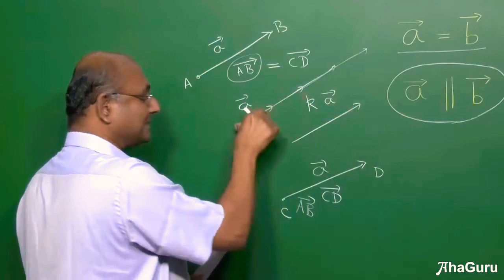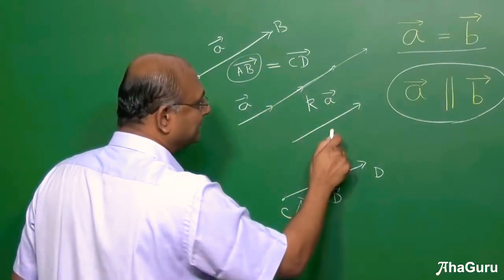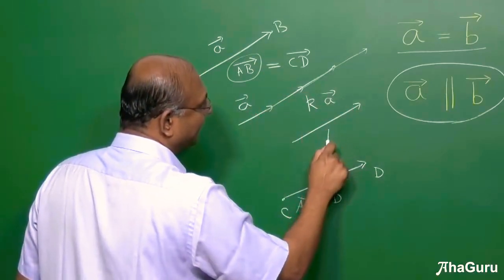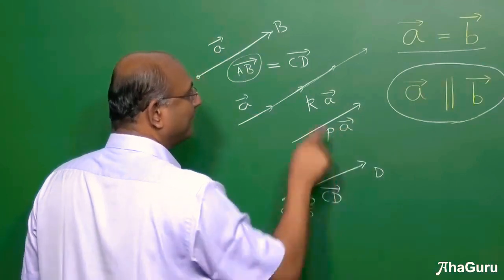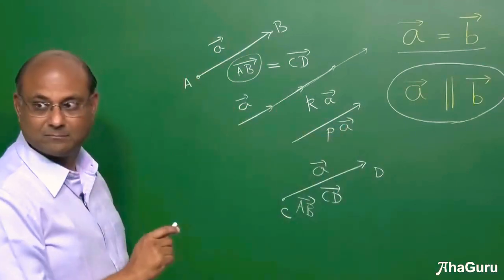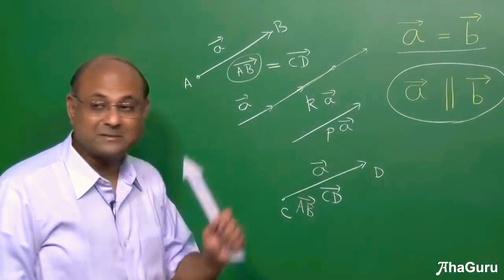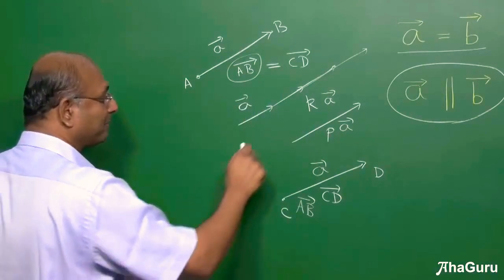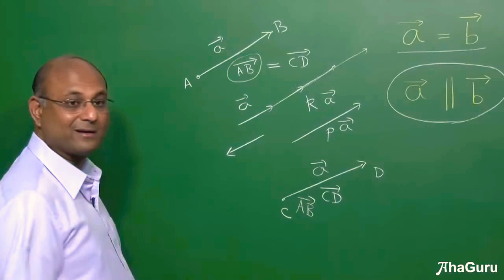It must have some length, this has some length. So this must be maybe some, let us say, P times A. If it is P times A, it is parallel to A. And if it is parallel to A, it must be P times A. Now there is a small problem because what about this vector?